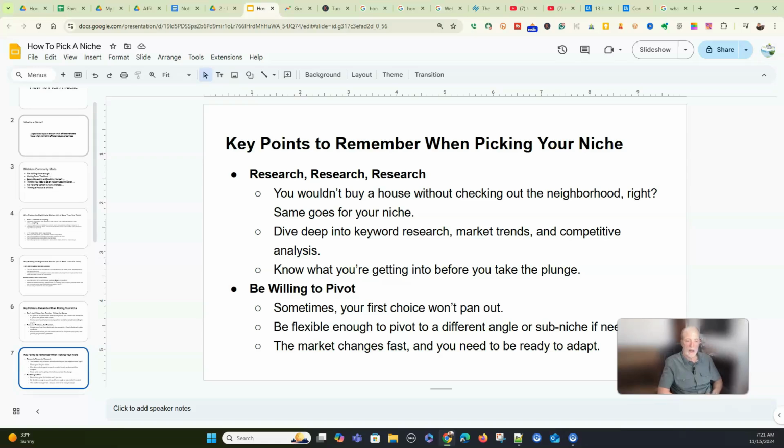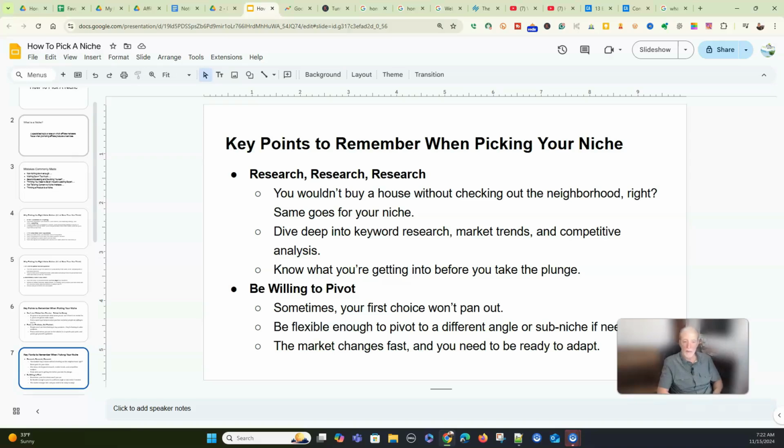So we're going to do a deep dive into keyword research, market trends, and competitive analysis, and I'm going to show you how to do that. You want to know what you're getting into before you take the plunge. A lot of times, and I've done this too, I spend a ton of time in a particular market or niche, and I realize, because I probably didn't do the proper research, that it's just not viable. So you waste a lot of time and energy.